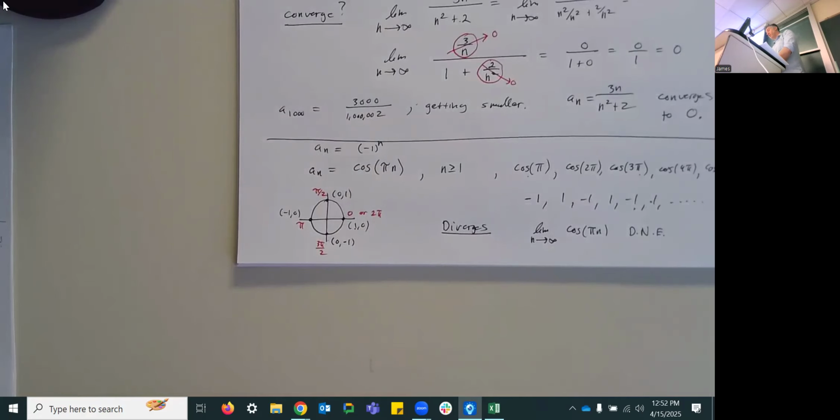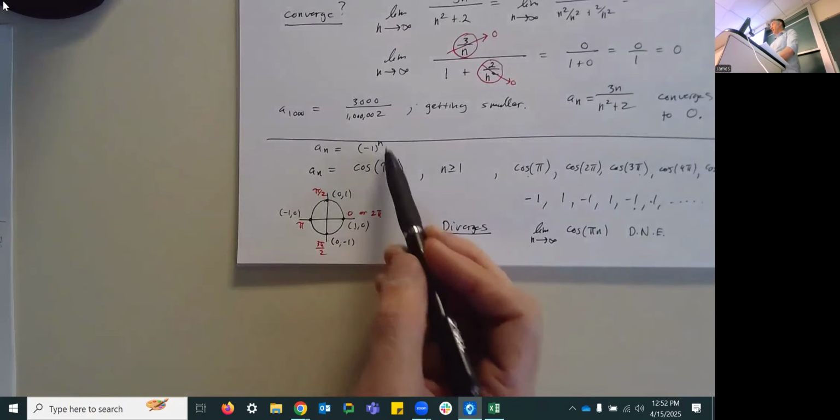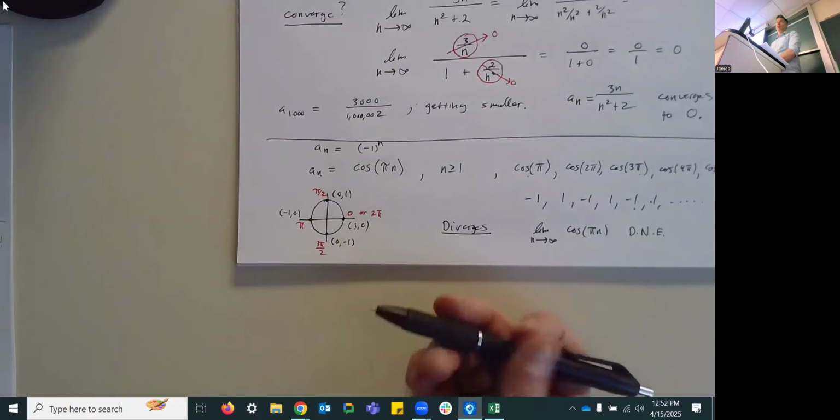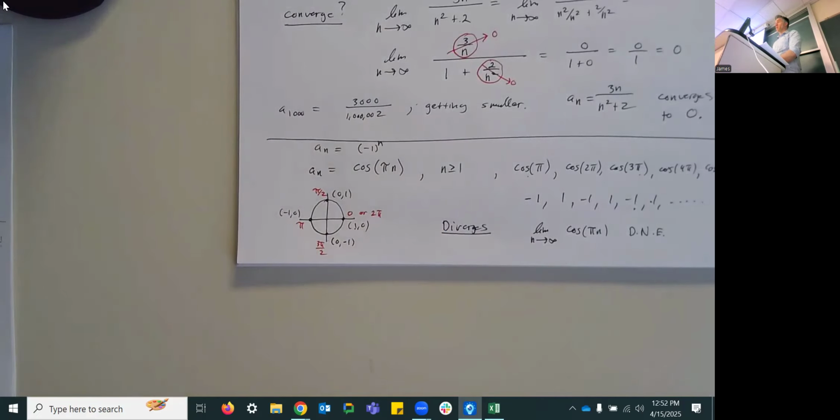I will also point out that whenever you have an alternating sequence, one that changes from positive to negative to positive to negative back and forth, you usually have a -1 to the n or a -1 to the n plus 1 in there, depending on if it starts positive or negative.